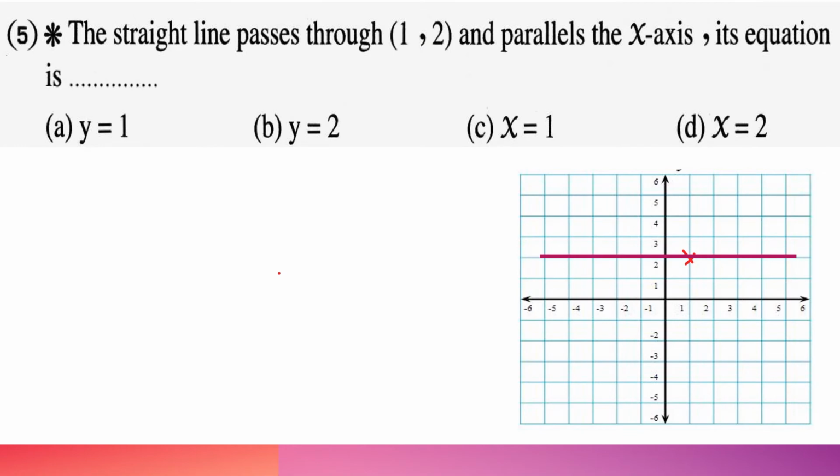Question 5. The straight line passes through the point 1 and 2. Here is the point 1 and 2. And it is parallel to the x-axis. Its equation is, we know before that when it is parallel to the x-axis, its equation is y equals this part. So it is y equals 2, choice B.